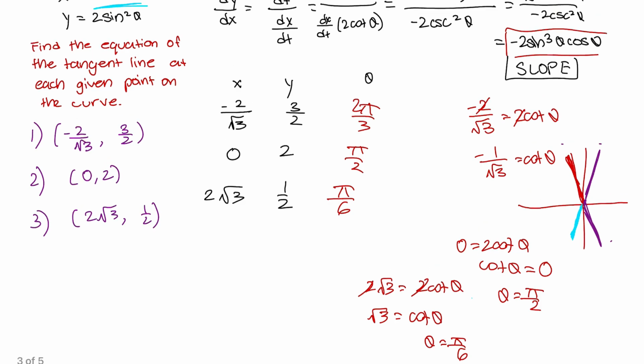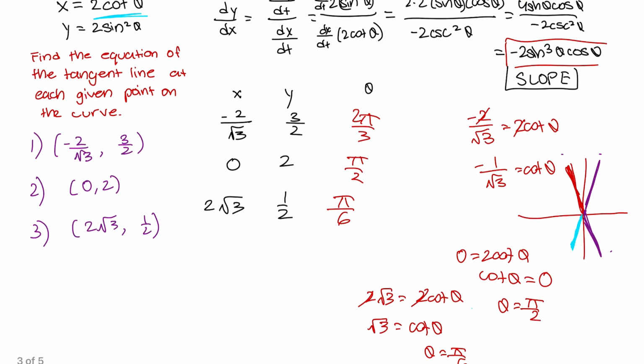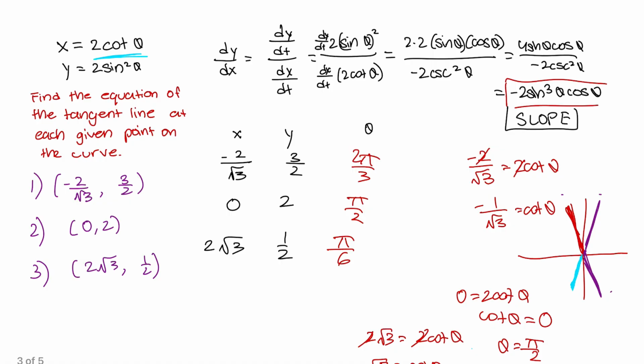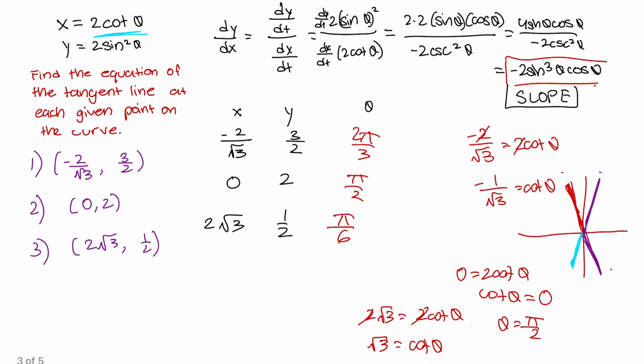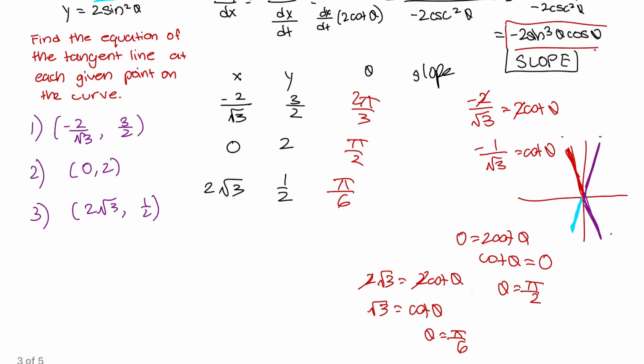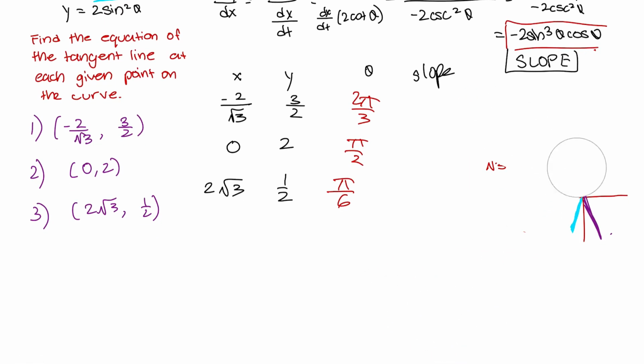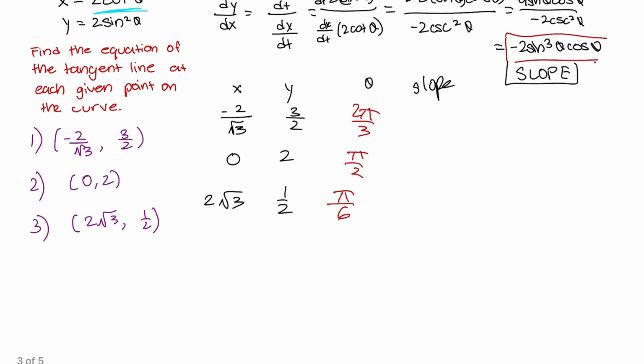You're going to get the same answer if you were to use 7 pi over 6, because essentially what we're going to do with these values is now plug it back into this slope equation. So now I'm going to have a separate place for the slope. I'm going to erase all this. And now I'm going to plug back in our theta values into the slope formula that we derived earlier.